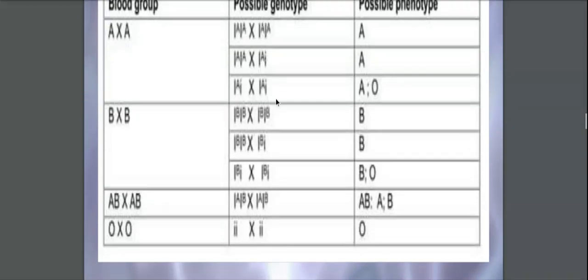Now, suppose both parents are heterozygous dominant, there is a chance of you getting an O blood group. How? Because if you have small i from here and small i combining from here, you will have an O blood group. Otherwise, this A could be a homozygous dominant A, that is capital IA, or it could be a heterozygous dominant A. How? IA and small i. So if IA comes from here and small i comes from here, it is a heterozygous dominant A. So these are your possibilities.